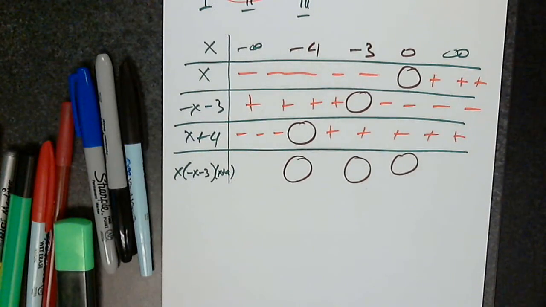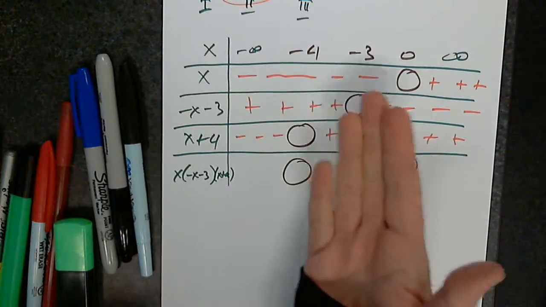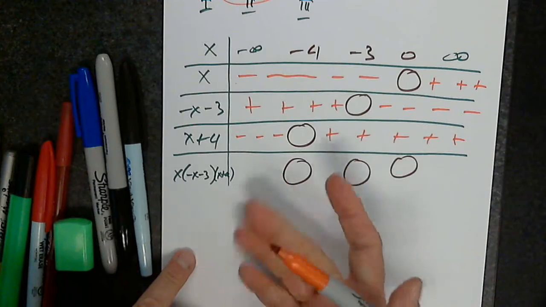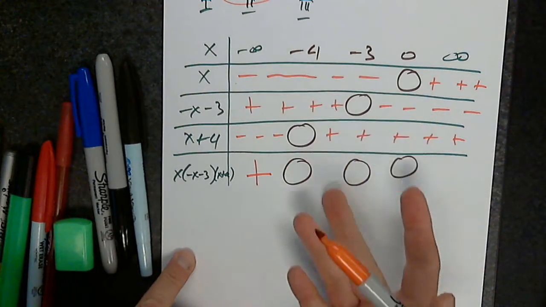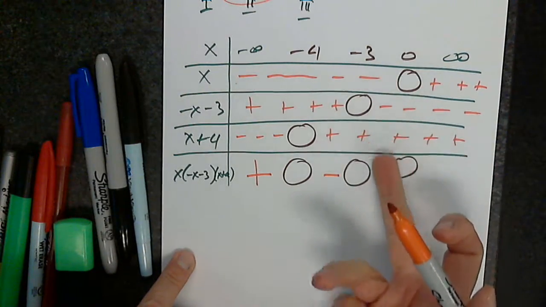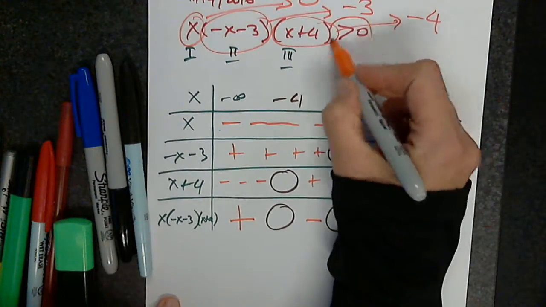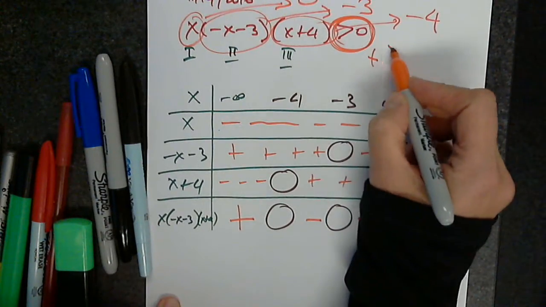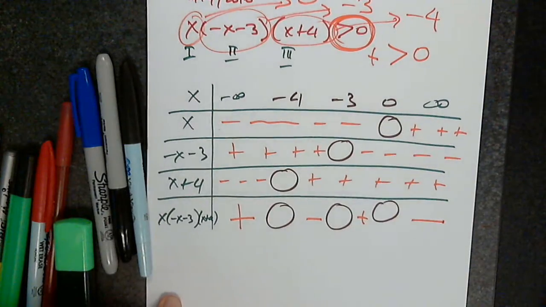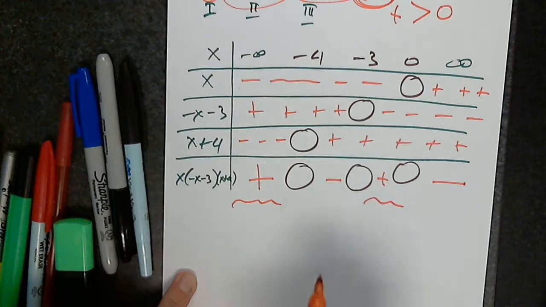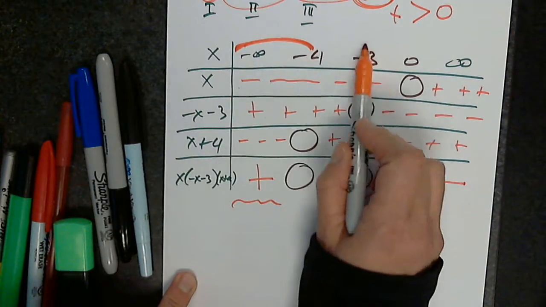So now I see 1, 2, 3, 4 subintervals. Obviously, I have two negatives, positive. I have one negative, negative. I have two negatives, positive. I have one negative, negative. And then I'm choosing only positive because only positive is greater than 0. And the product is positive here and here, which means really here and here.